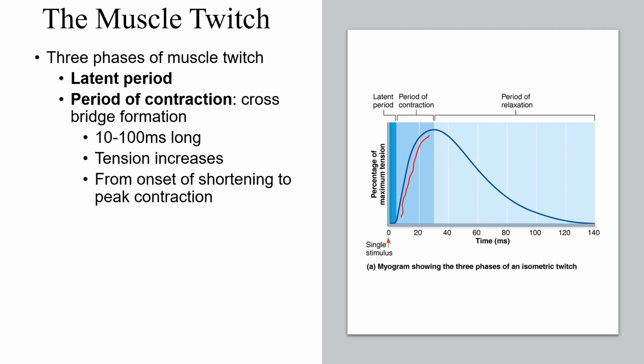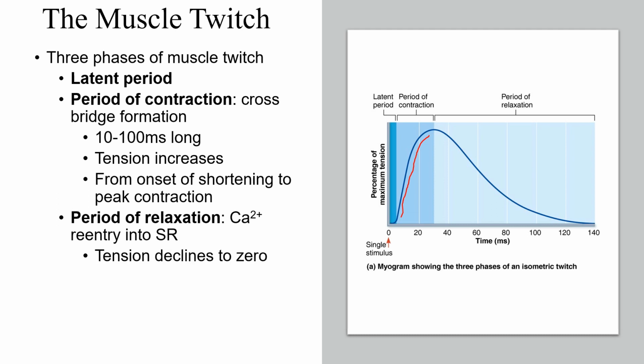From the onset of the shortening to the peak of contraction is the time period that we are going to consider the period of contraction. After that, once we've reached the peak contraction, we are then going to go into the period of relaxation. During this time, the main thing that's happening is that calcium is going to go back into the sarcoplasmic reticulum, which means that troponin will no longer be attached to calcium, and tropomyosin is going to move back over and block those myosin binding sites. Okay, so at this point, we go from being tensed to relaxation, which is no tension.